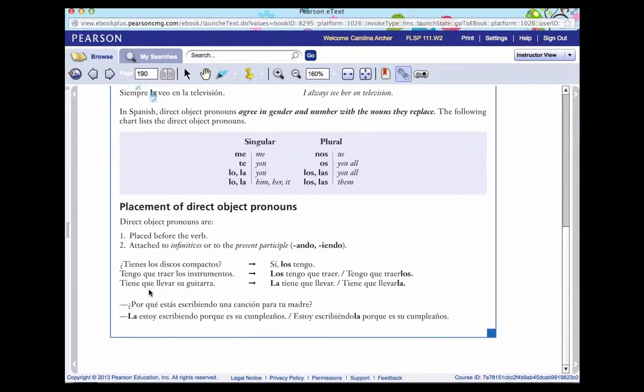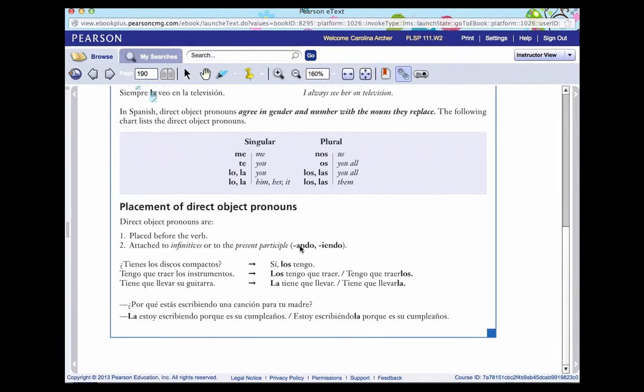Tiene que llevar su guitarra. So if we put it before the verb, it has to be before the conjugated verb, right? La tiene que llevar, or we can attach it to the infinitive. Tiene que llevarla. So before the conjugated verb or attached to the infinitive, okay?